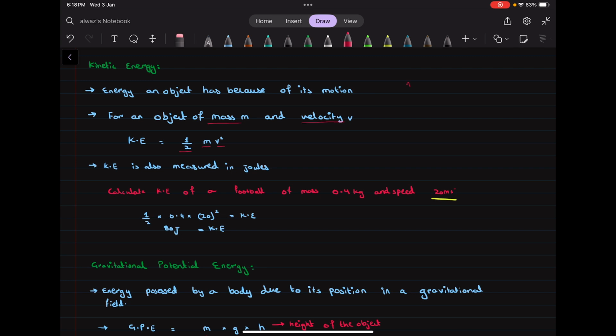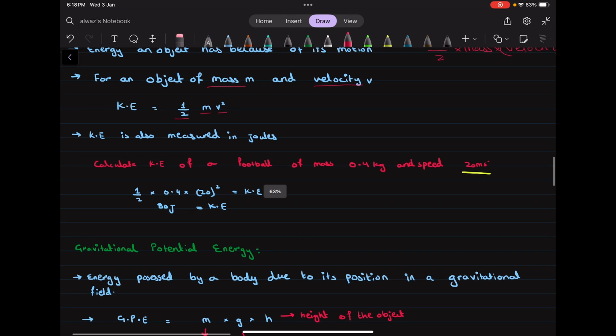So, it's 1 over 2 multiplied by mass multiplied by velocity squared. Now, kinetic energy, as we know, all energy is measured in joules. So let's see an example here.